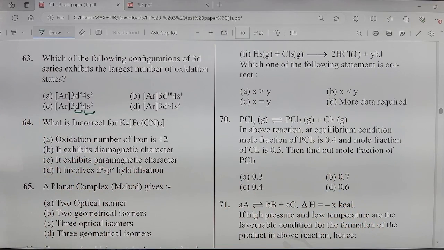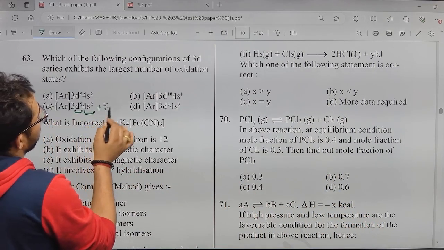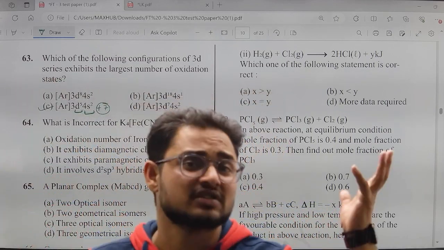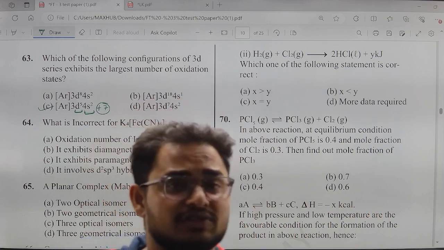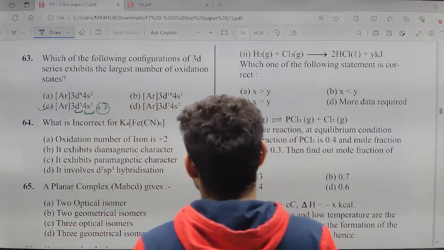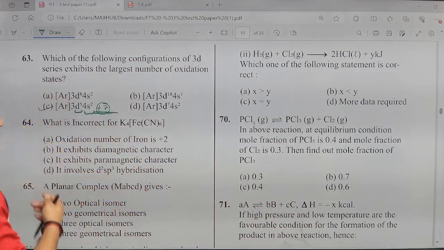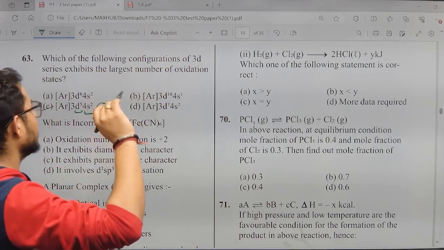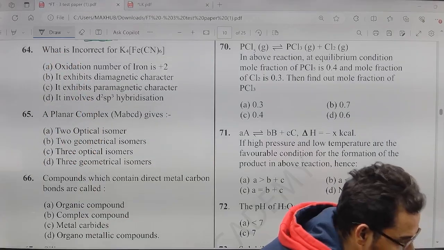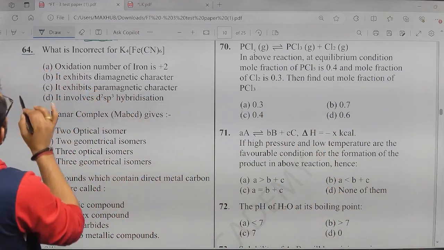For question 63, that is C, right? So it can show the +7 oxidation state also. In the 3d series, there is not a single other element which can show this high an oxidation state, +7. So it shows +2, +3, +4, +5, +7, right? This type of states it can show, and the number increases up to +7.